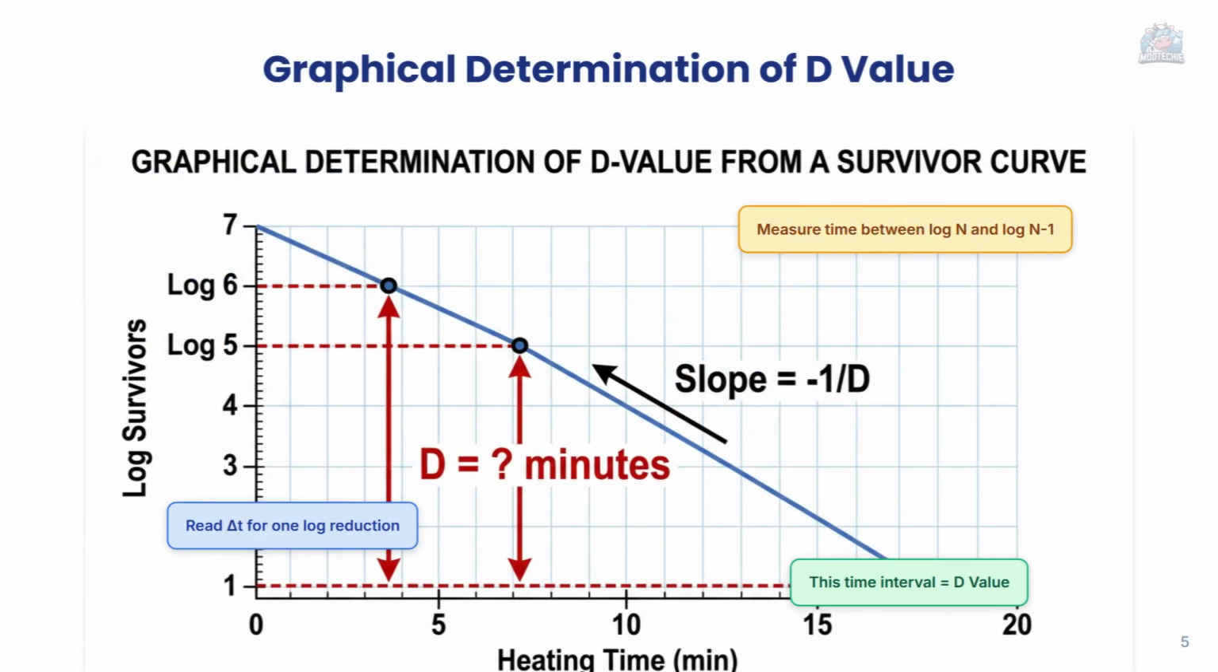The d-value can also be expressed graphically from a survivor curve. In this graph, the logarithm of surviving microorganisms is plotted on the y-axis. Heating time is plotted on the x-axis. The survivor curve generally appears as a straight line on a semi-logarithmic graph. The d-value is the time interval between 2 points that differ by one logarithmic cycle. In other words, the time required for the population to drop by 1 log unit.